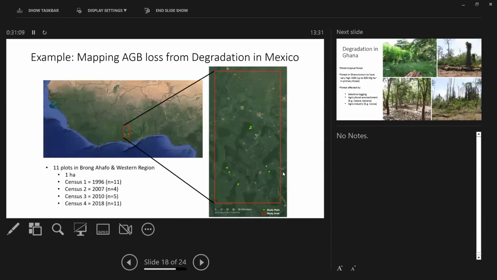Okay, so I'll move on to the next project. And then, oh, that's not Mexico, that is absolutely definitely Ghana. We also did a project in Ghana. In the western and the Brong Ahafo regions, which are over here, we had 11 plots, and these were slightly larger plots of 1 hectare, and they had been measured on many occasions since the mid-90s.